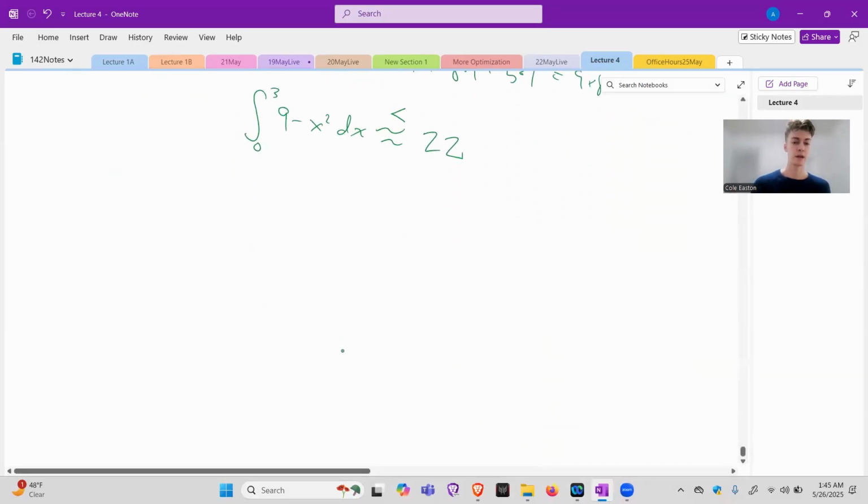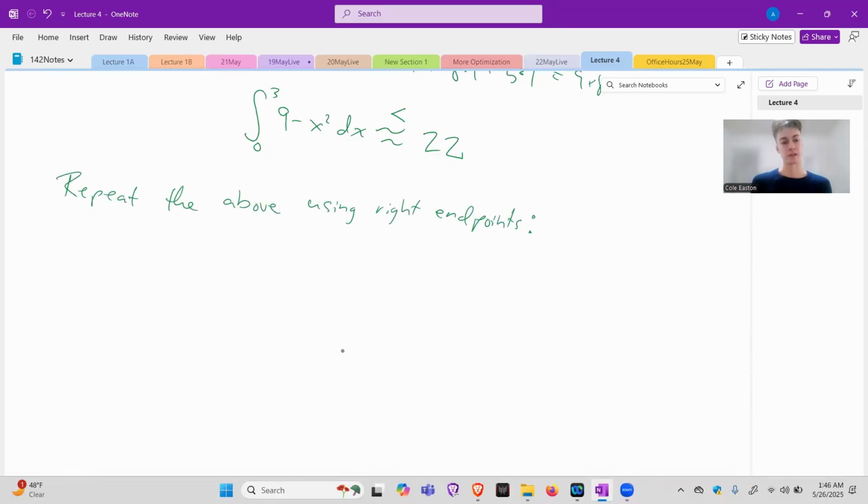Now let's do the same thing, but instead do a right Riemann sum. You might see that phrased as repeat the above using right endpoints. All right, well, let's redraw our graph. Now this time, we're going to go up from 1, and we're going to stop the rectangle right there. And then we'll do the same for 2 and 3. How tall is our last rectangle going to be? Well, f of 3 is 0, so our last rectangle is really just this degenerate rectangle that has a height of 0.